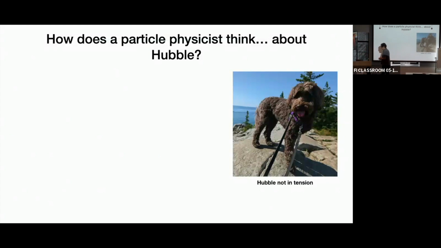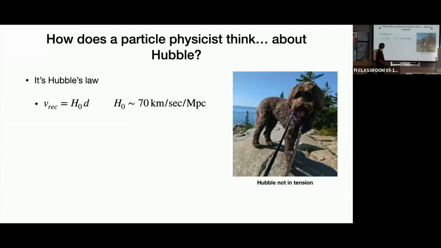So how does a particle physicist think about Hubble? Well, first off, there's the Hubble that we all learned when we first learned Hubble, which is Hubble's law. You go out, you measure a galaxy, it's got some recession velocity, there's a relationship between the recession velocity and the distance, and that's Hubble's law. And so Hubble is, of course, that number. That's the first Hubble that we all learn and use.